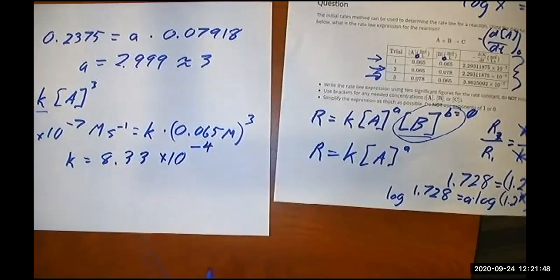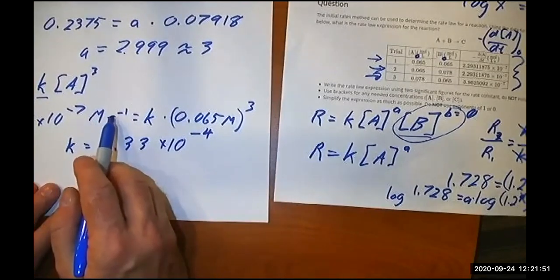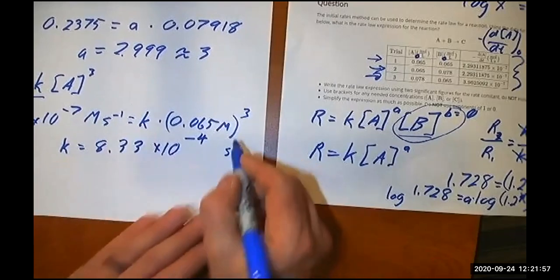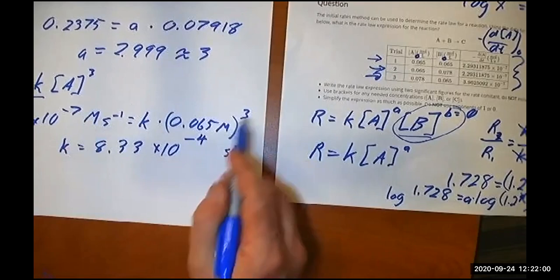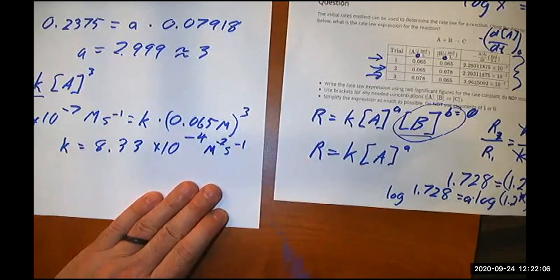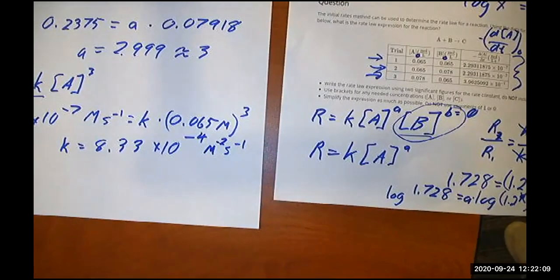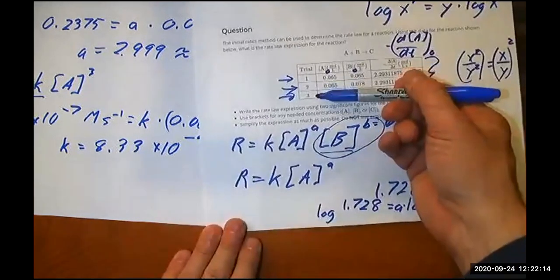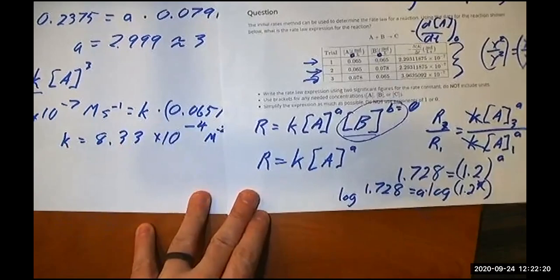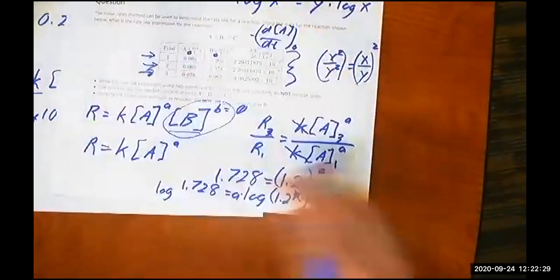And now we need to figure out our units. So this was molar per second, and there's no seconds over here, so we know that K is going to have a per second involved. We have a molar here. This becomes a molar cubed. So molar divided by molar cubed gives us a molar to the minus 2. And if we had chosen a different trial to do this calculation on, we would have gotten the same K. So that is the method of initial rates, and that is the approach that you use to answer this kind of question.